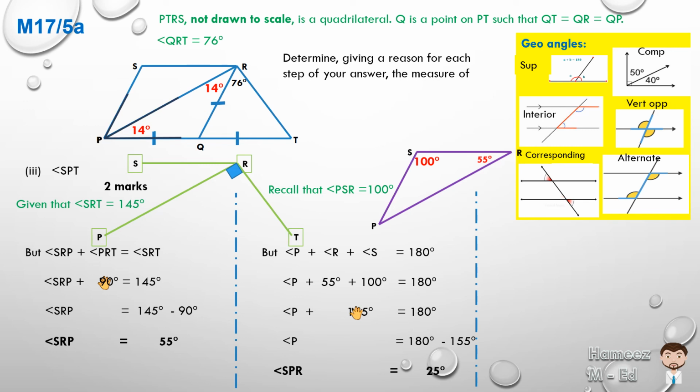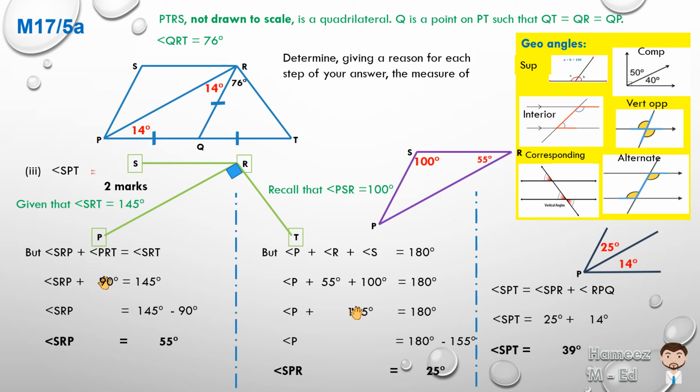So let's extract that corner now, because we want to find that whole angle at P, the angle SPT. So if we extract it, we just figured out SPR is 25, and we knew 14 degrees from before in part 2. So what do we do? Angle SPT is equal to the angle SPR plus angle RPQ, which is 25 degrees plus 14 degrees. So the angle SPT is 39 degrees. As such, we've solved for the required angle.